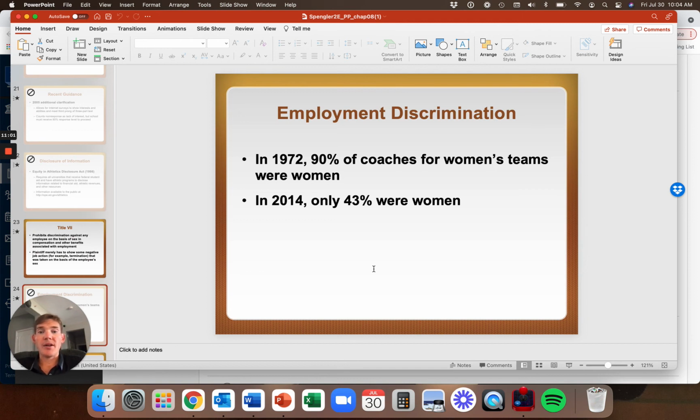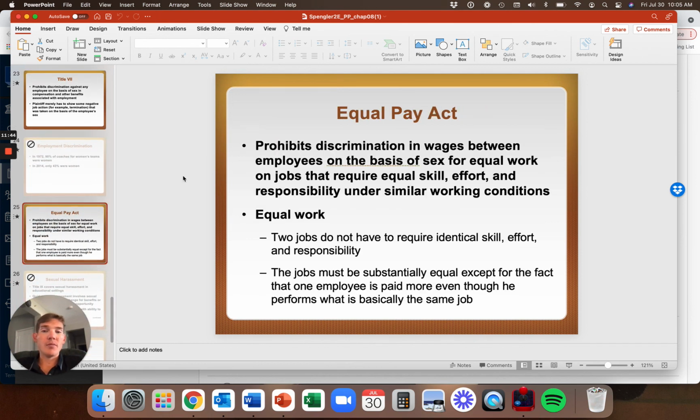Employment for athletics specifically. So in 1972, 90% of coaches for women's teams were women, which interestingly now in 2014, only 43% were women. But there's a lot more sports programs. So the argument is it's created more job opportunities for both genders by allowing more women's sports to come into play. So you're seeing more men coach women's sports because now there's more opportunities for it. So even though these numbers look lopsided, like, oh, the percentage of coaches has gone down, well, technically that's just the percentage for the number of programs. In reality, there's a lot more opportunities now.